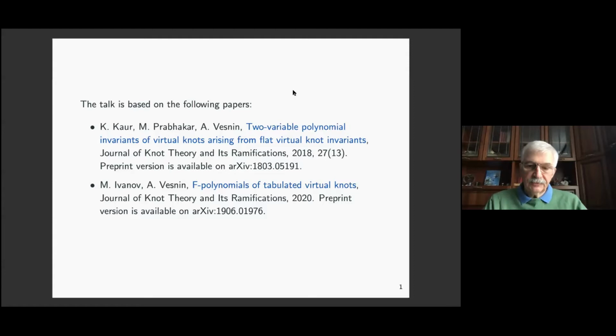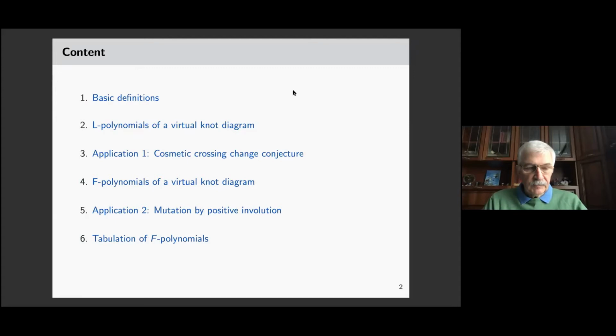Today I want to follow the following scheme. Firstly, I will recall some definitions. After that, I will introduce a family of polynomials, which I call L polynomials. After that, there will be a small application showing why these polynomials are good. We consider a problem related to cosmetic crossing change.